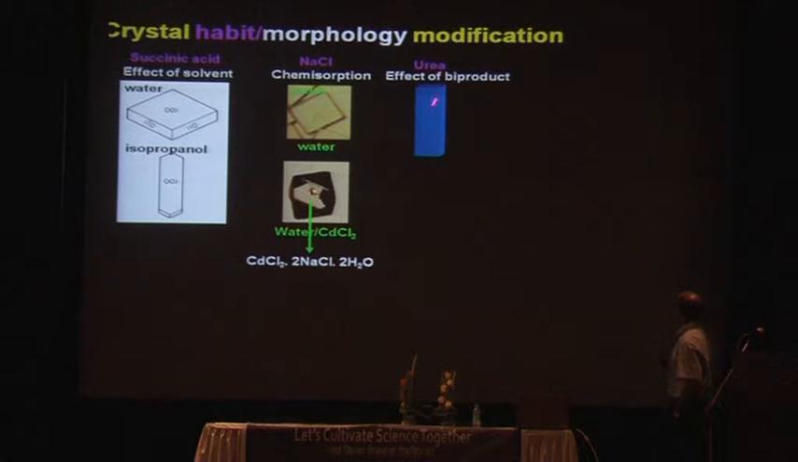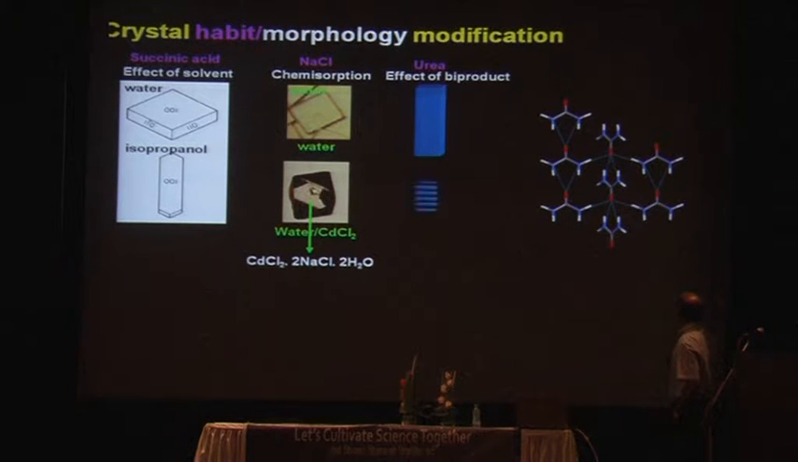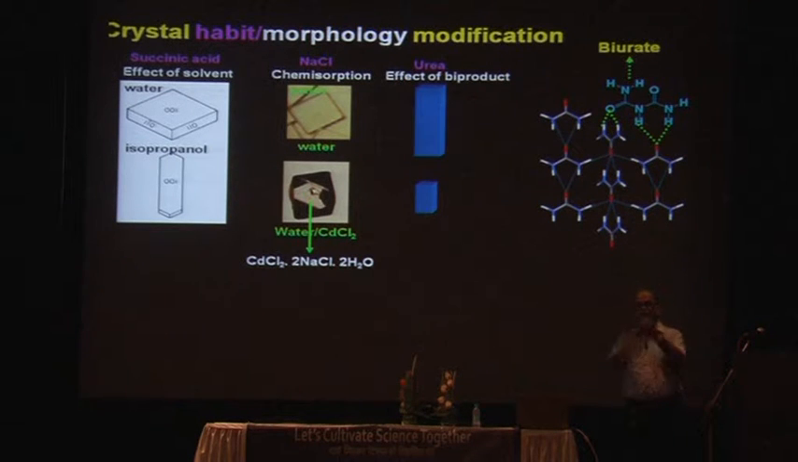Urea, suppose this is the size of the urea, but because of the impurity present, called biurea, the growth retards. This is biurea, and this is urea, okay? Because of the hydrogen bonding, the growth on this side is retarded, and therefore the crystal becomes shortened.